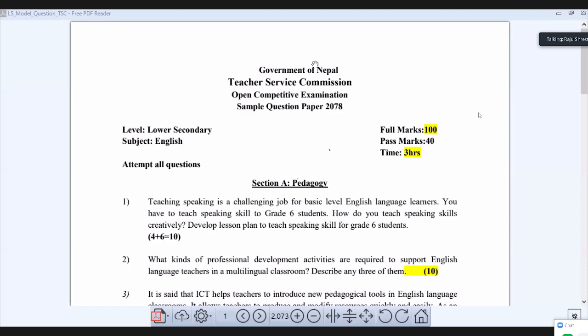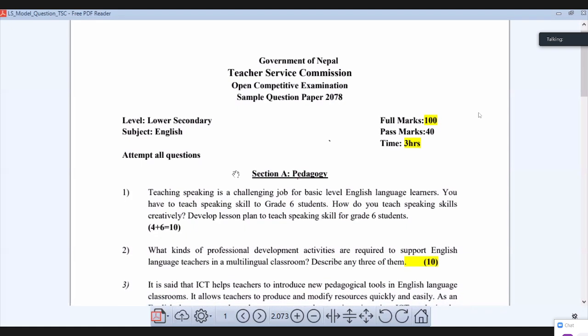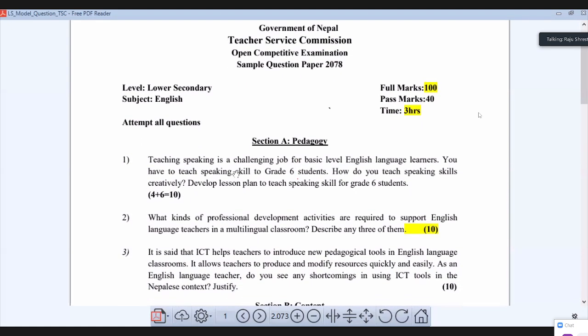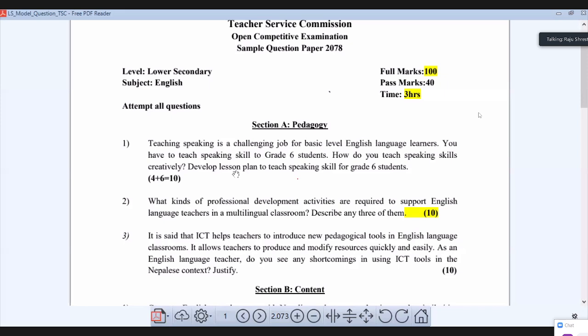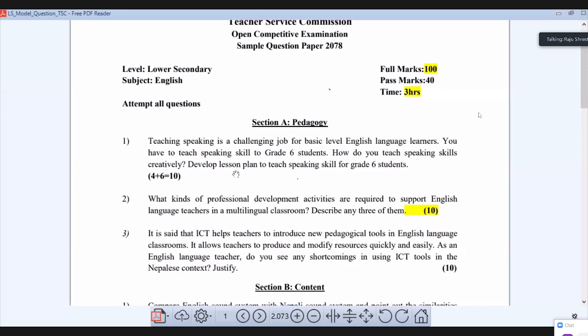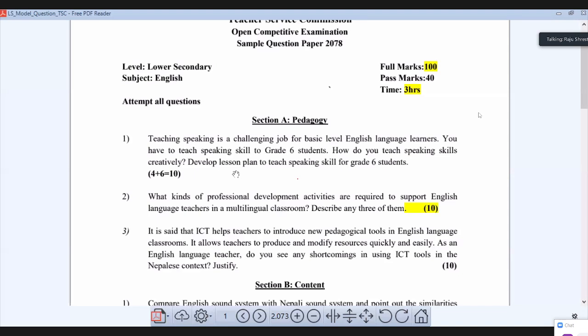Welcome to this class. So, this is one model question, a sample question prepared by the Teacher Service Commission. This is just a sample. Section A, from the pedagogy part. Three questions are given as samples, like: teaching speaking is a challenging job for basic level English language teachers. You have to teach speaking skill to grade 6 students. How do you teach speaking skills creatively? Develop a lesson plan to teach speaking skill for grade 6 students.